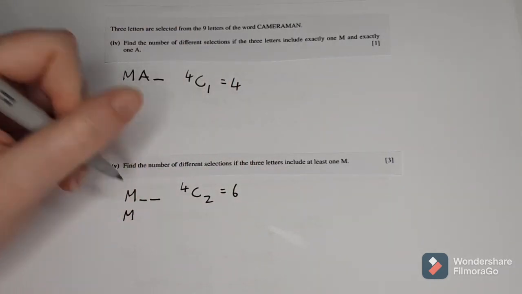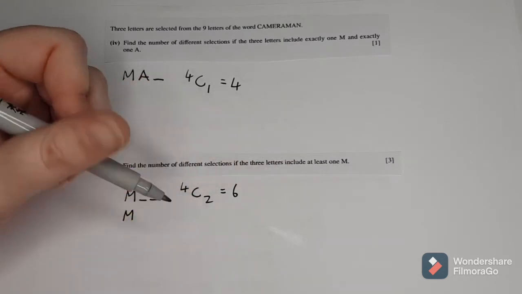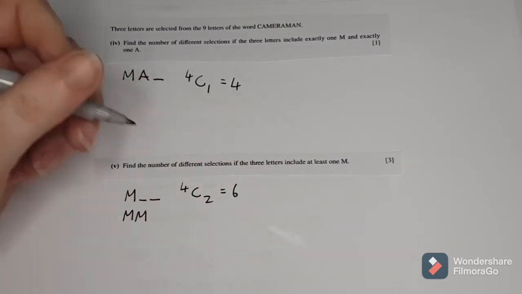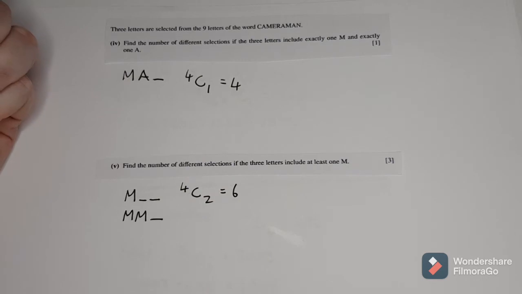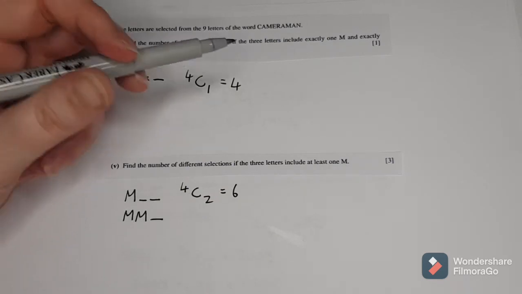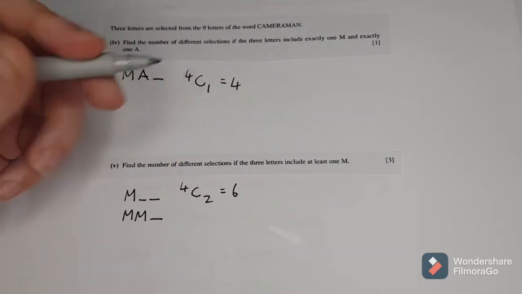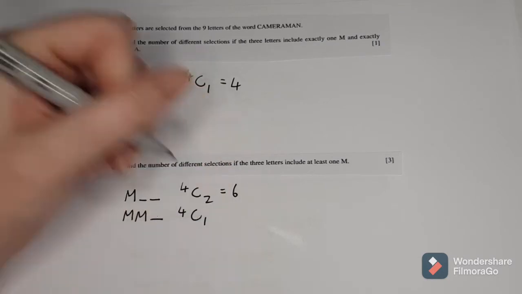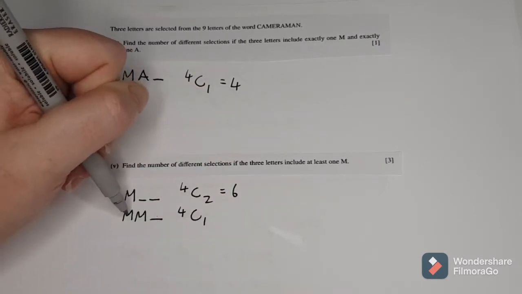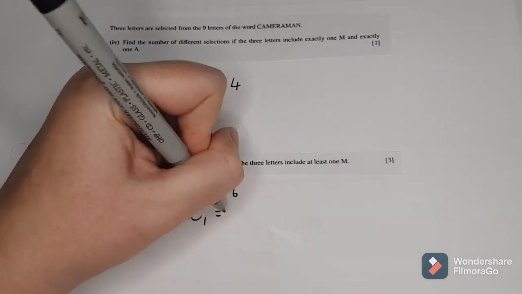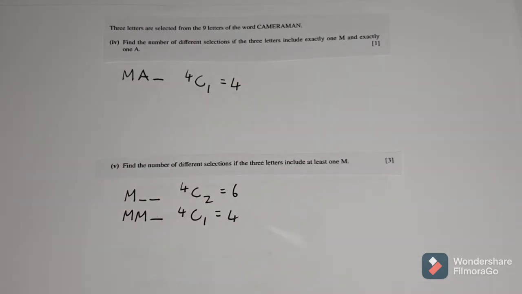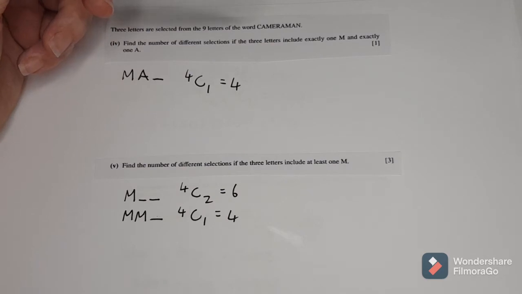Then I could have 2 m's because I had at least one, so I could have an M and another M, and then my last letter. And again, I'm excluding the a's, so I'm just looking at the remaining other letters. So there's still 4 other letters, but now I'm only choosing one of them because the other 2 spaces were taken up by the m's. So I get an answer. Now, those are the only multiples of m's.